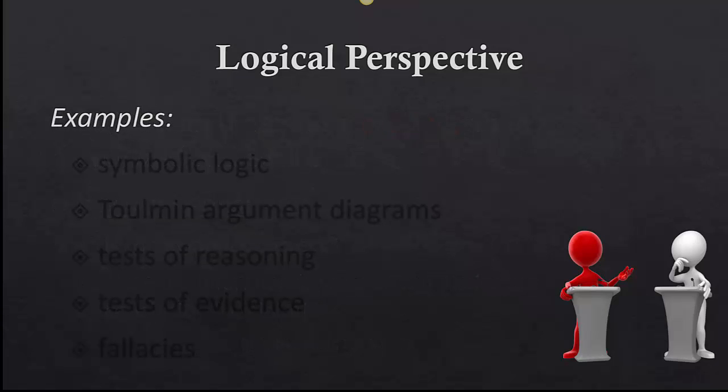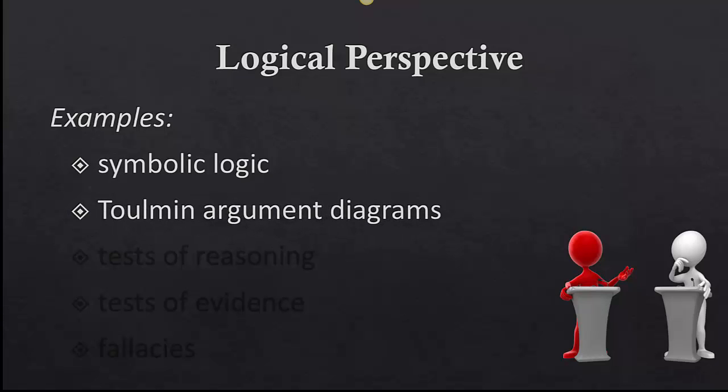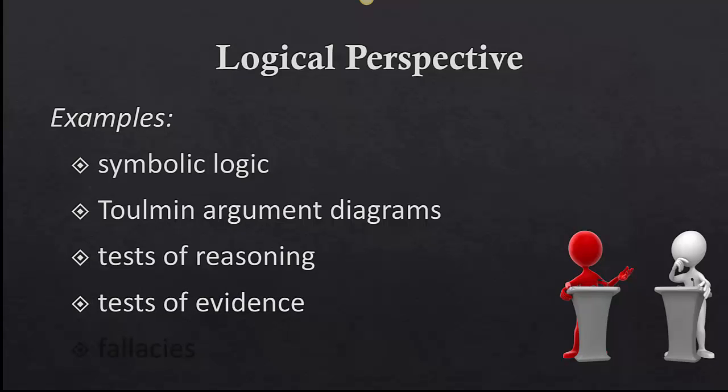So examples of the kinds of things that illustrate the logical perspective include the symbolic logic that philosophers use and sometimes also gets used for proofs in geometry, if you had that in high school sophomore math class. The Toulmin method for diagramming arguments to analyze and evaluate them. Tests of reasoning to determine if the links between evidence and claim are logical. Tests of evidence to determine the quality of the supporting information and whether or not it's valid and reasonable.